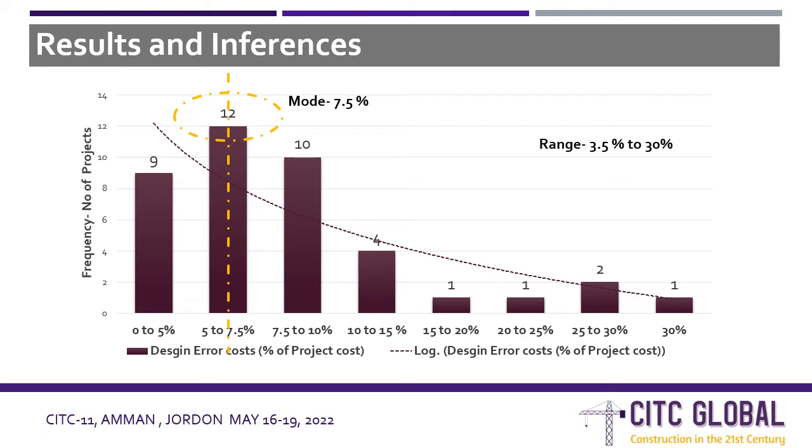Generally you can see the range is around 3.5 percent to 30%, in which the majority of the projects fell from 0 to 10 percent.